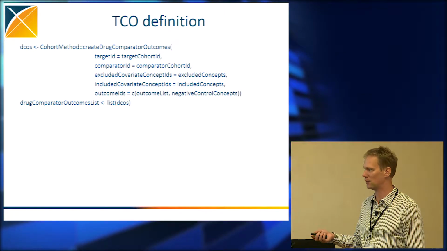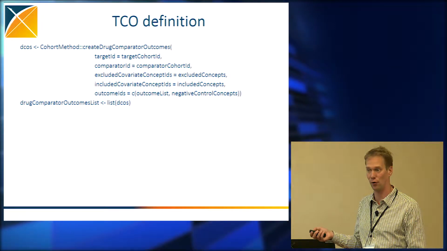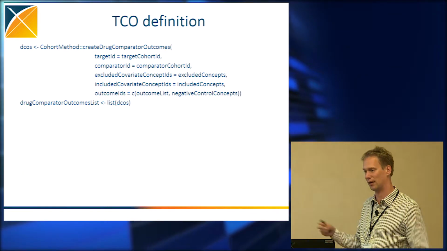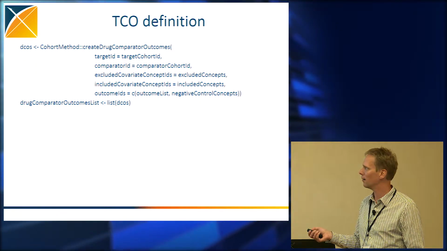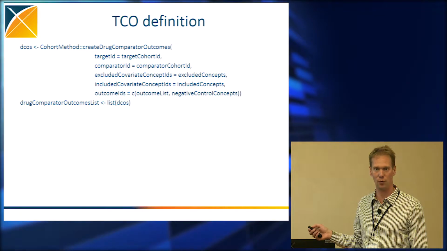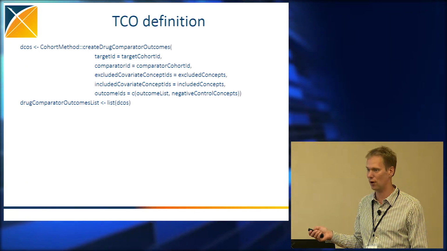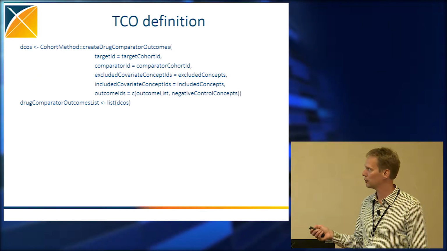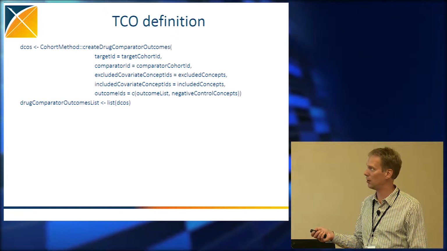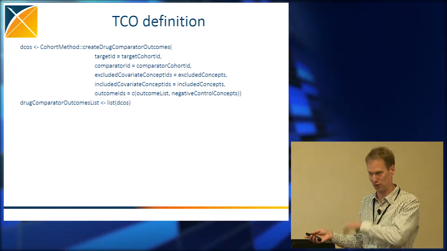Patrick didn't have time to go into that, but he created a set of negative control outcomes. So these are things that are believed to be caused by neither celecoxib nor diclofenac, and that we're using as negative controls. And so what we're saying is that we want to include all of those and basically produce estimates for all of those outcomes. So we create only one TCO object, and we put that in a list, and we'll use that later on.